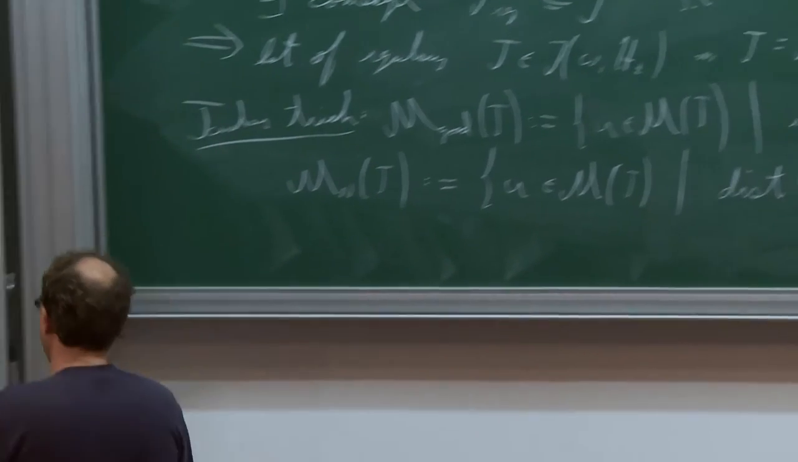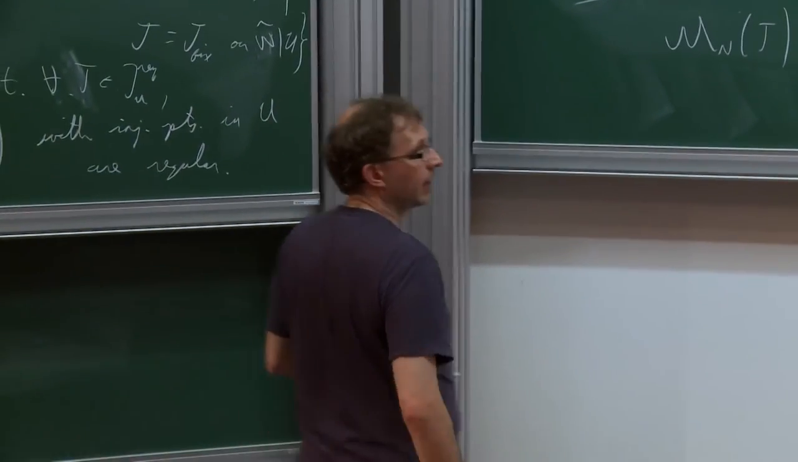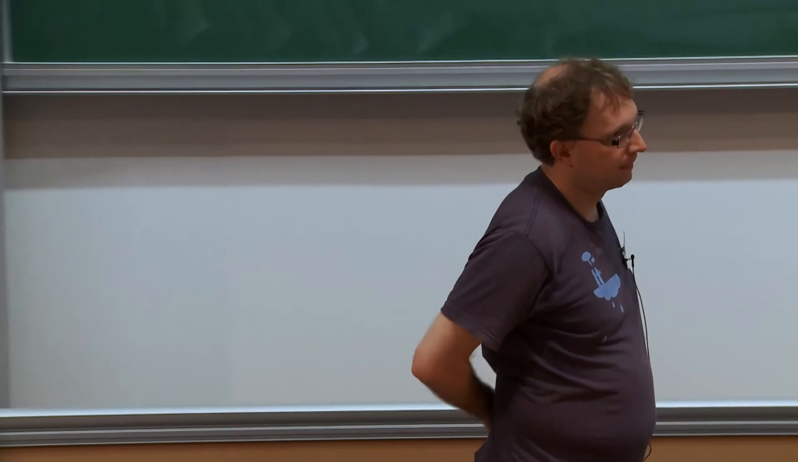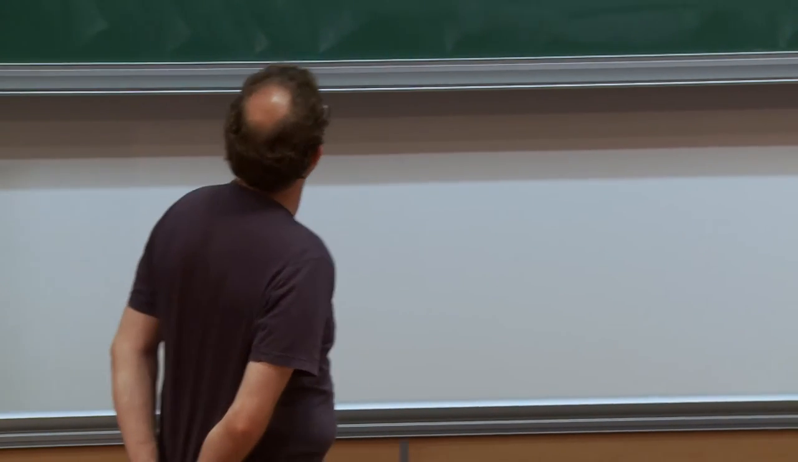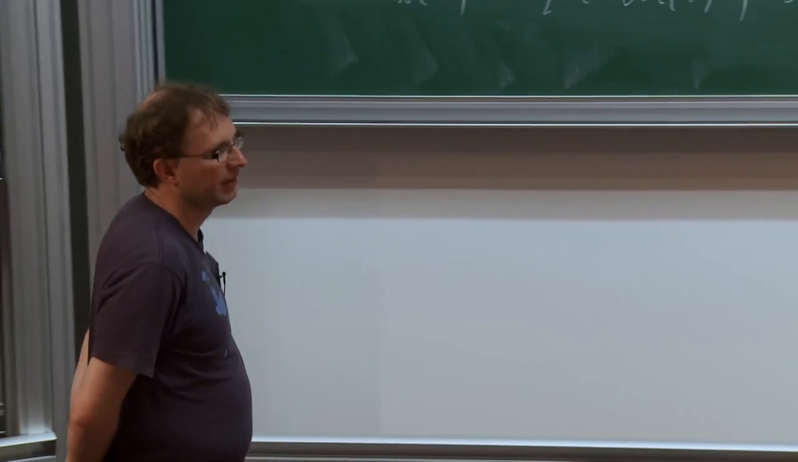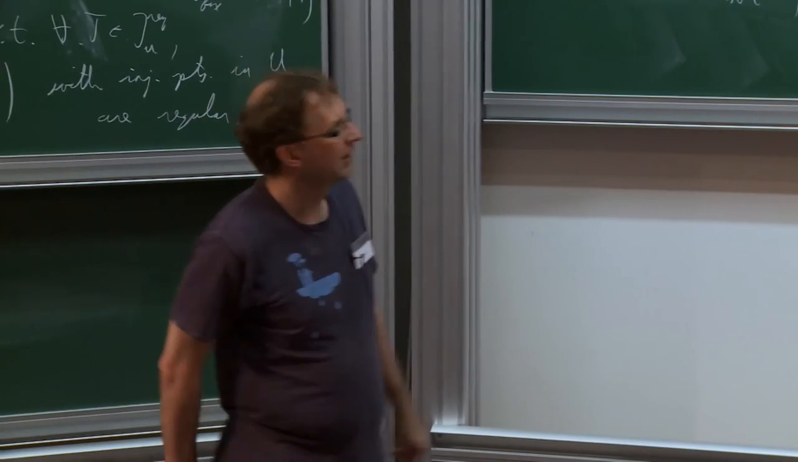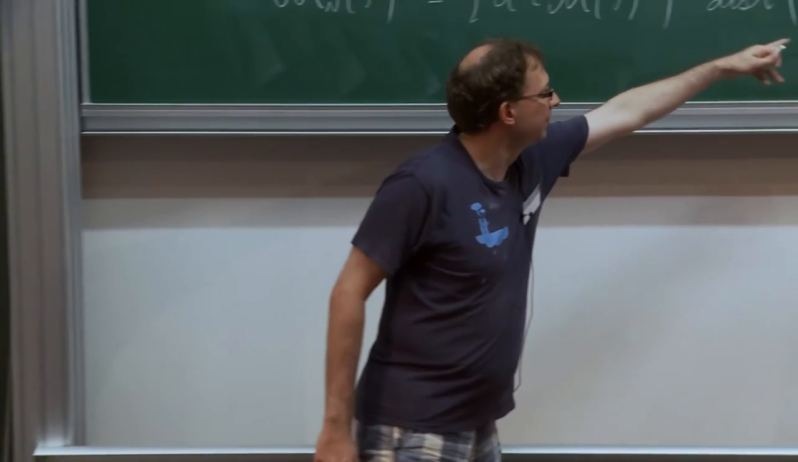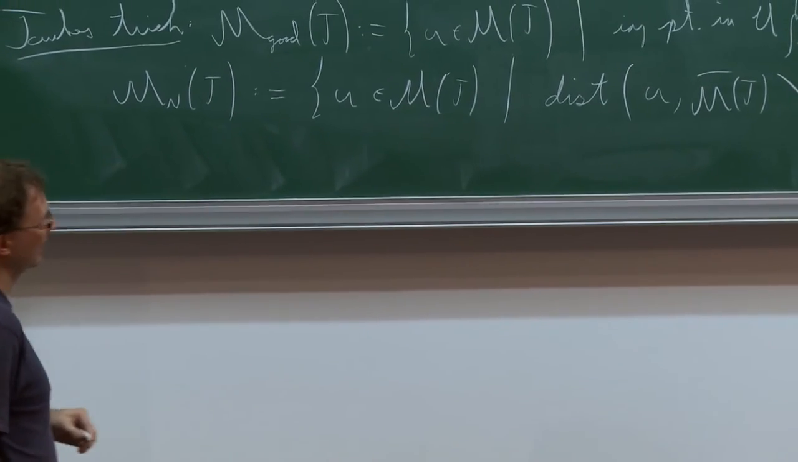So the consequence of that... Yeah, the U must come from the space M good. Yes. It follows from the definition. Oh, okay. Yeah, because the distance from there is positive.